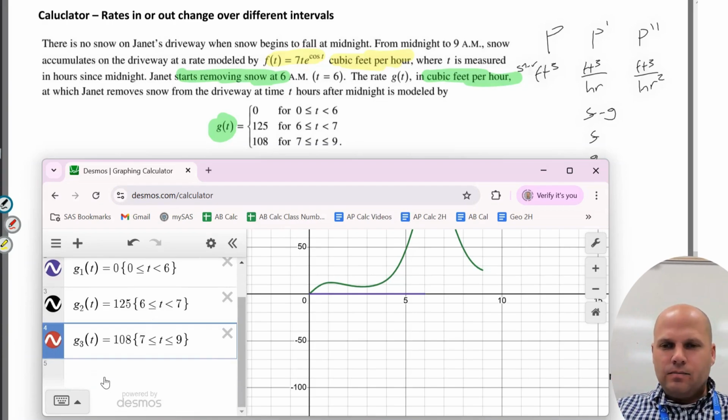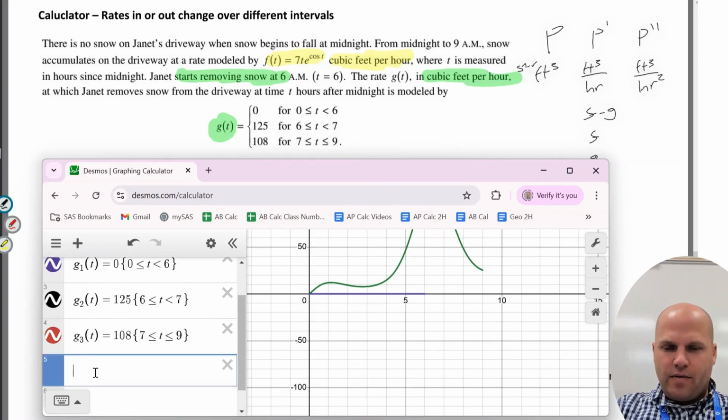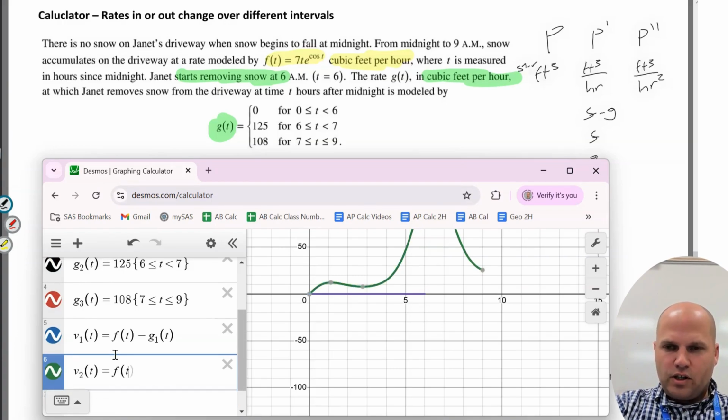Now, if F minus G is our derivative, we have three derivatives. We have our first derivative, which will be over my first interval. We have our second, which will be over the second interval. And we have our third.